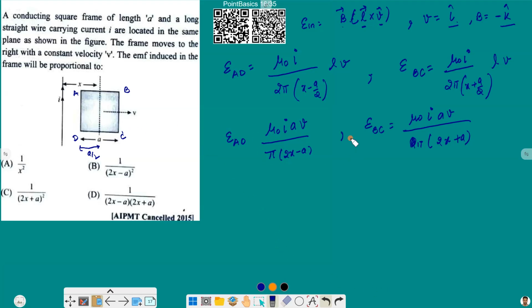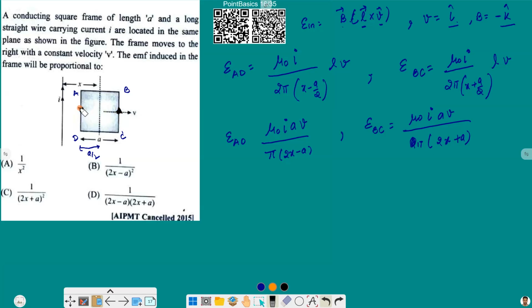Now coming to their signs, one of them will be positive and one of them will be negative. Why? Because this is a closed loop, so there will be a current flowing through it. It can be either in the clockwise direction or in the anti-clockwise direction. Suppose it is anti-clockwise, so suppose the current is something like this. Here I am talking about the induced current.